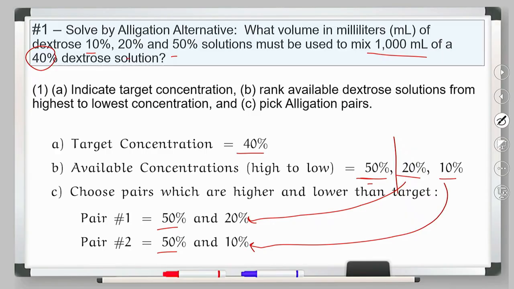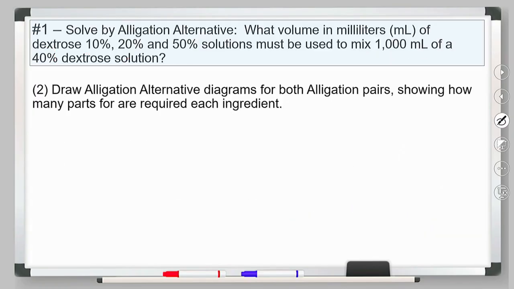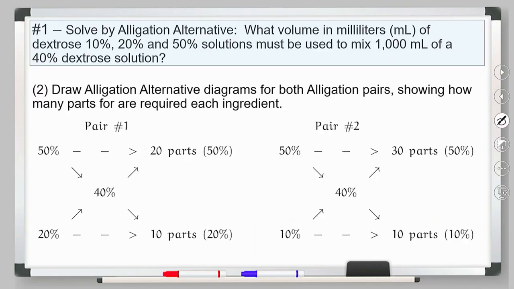Will we use all 3 ingredients? Will we use the 50%? Absolutely, and the 20 and the 10. So we'll use them all, but each pair has to have 1 higher and 1 lower than the target concentration. So now that we have set up our pairs, let's just do the alligation for them. The alligation works the same way, but let's just do 1 pair at a time. So don't look at both, let's just look at pair number 1.